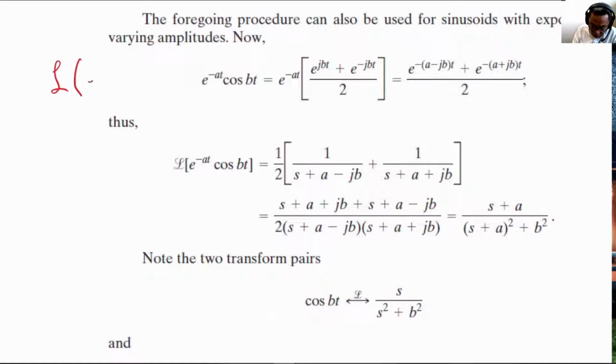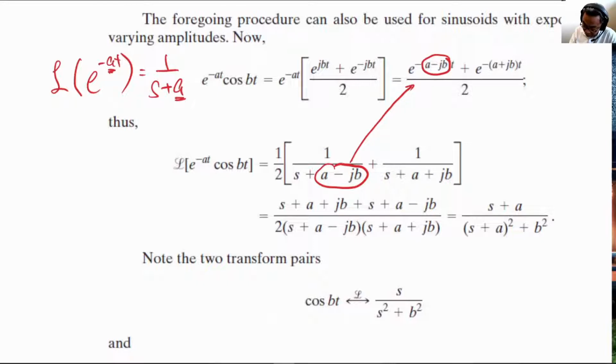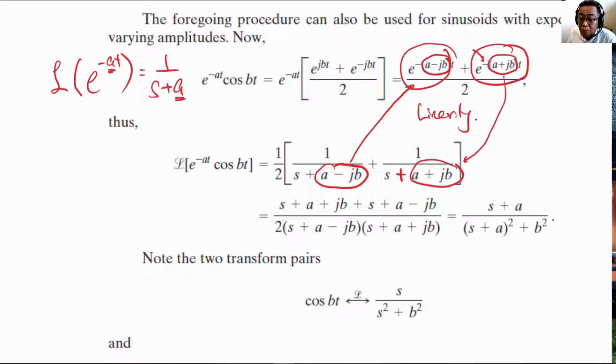the Laplace transform of e minus at equals 1 over s plus a. So this a here is now the entire expression a minus jb. So we have a minus jb as the first term. We have a plus jb as the second term. And because this is minus, this becomes plus. Again, we apply linearity of the Laplace transform, and we have done this to the time domain signals separately.